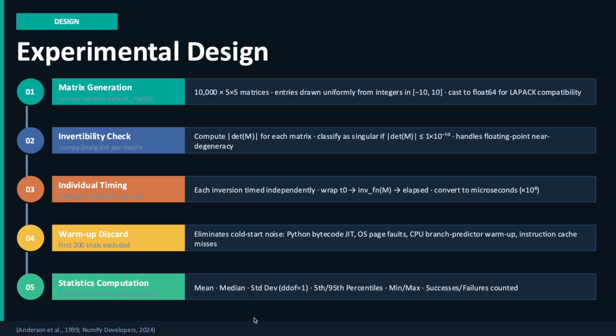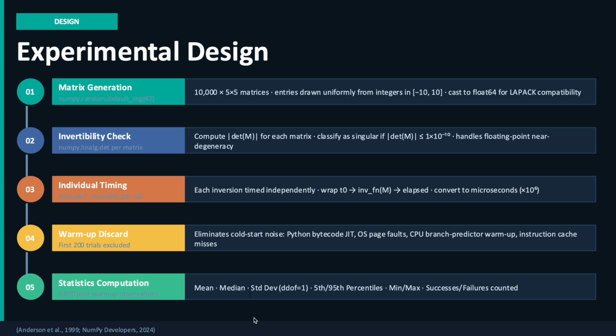Let's go through the experimental design that we have. In total we had 5 steps to implement our whole assignment. The first thing we did was generate the matrices. We used the numpy.random function to generate 10,000 matrices, and each matrix has entries of integers from -10 to +10. After that, we used the float function to convert the integers into floating points, as the LAPACK library is much more compatible with floating points instead of integers.